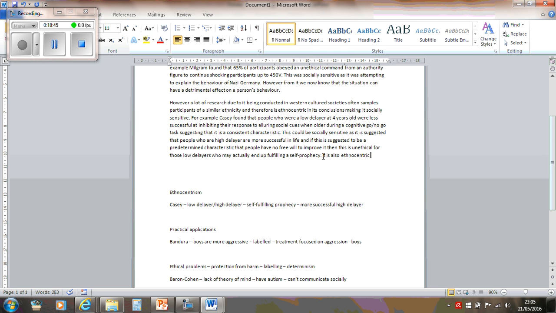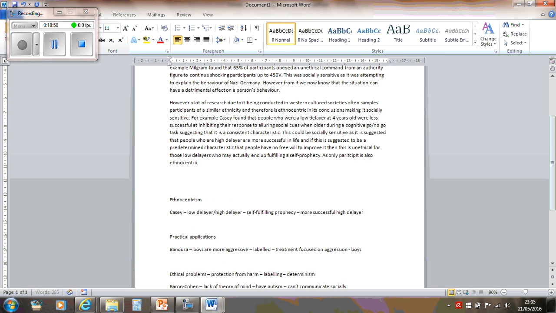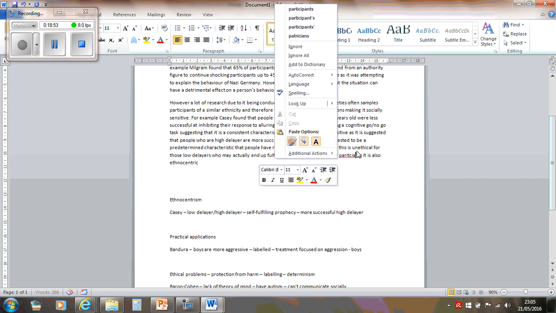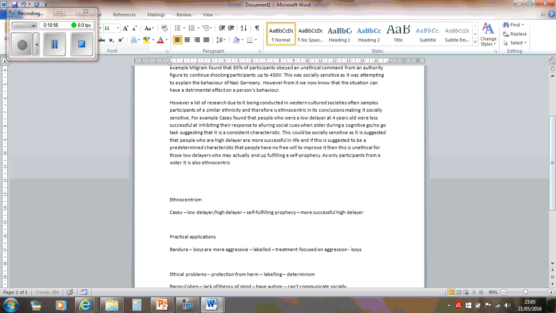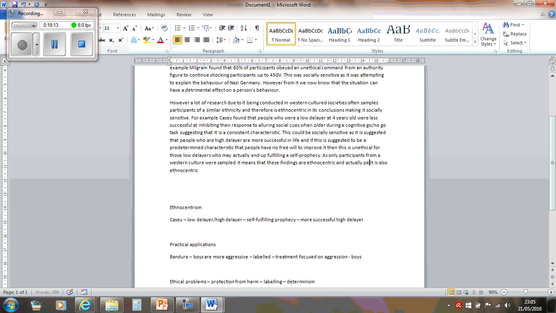As only participants from a Western culture were sampled, it means that these findings are ethnocentric and actually people in other cultures may not be affected in the same way. And so, more socially sensitive.